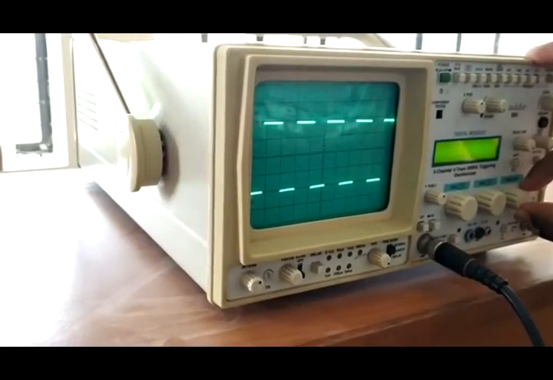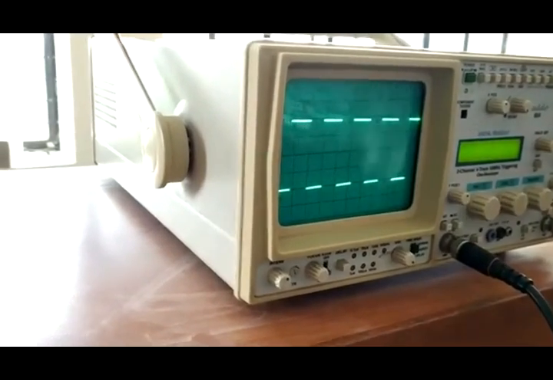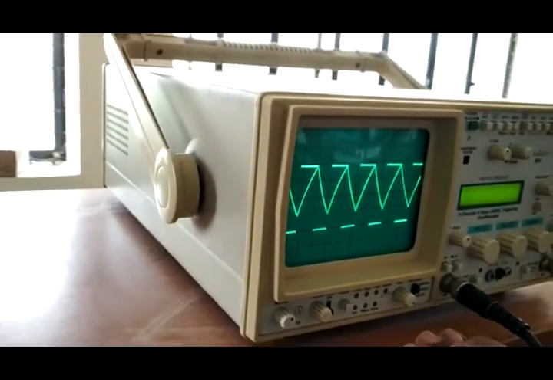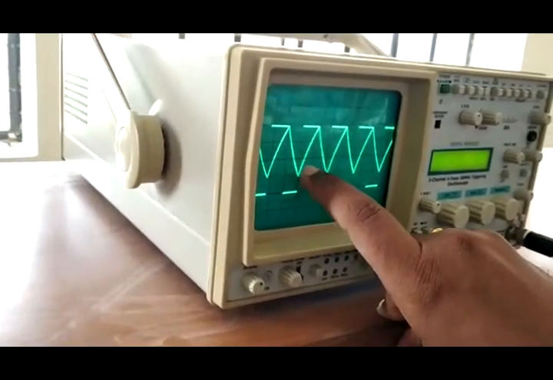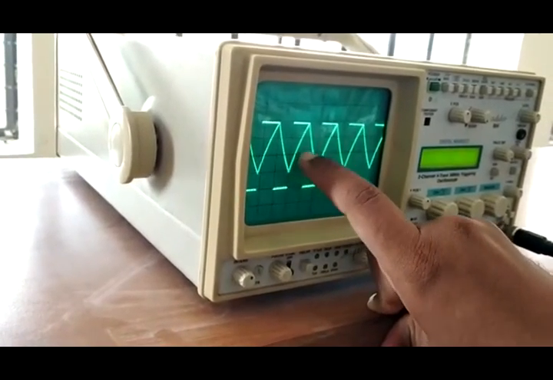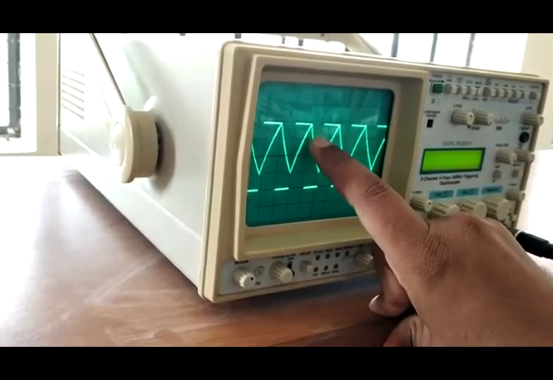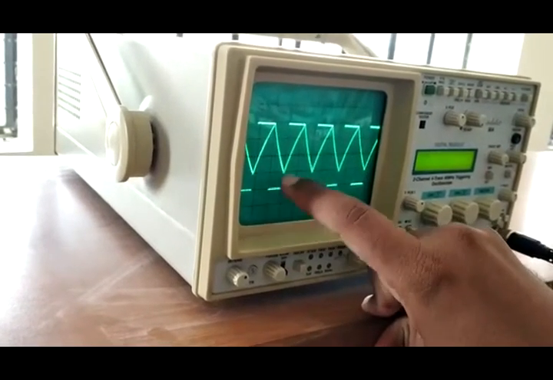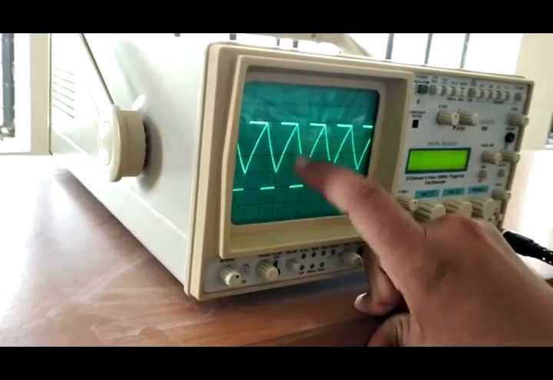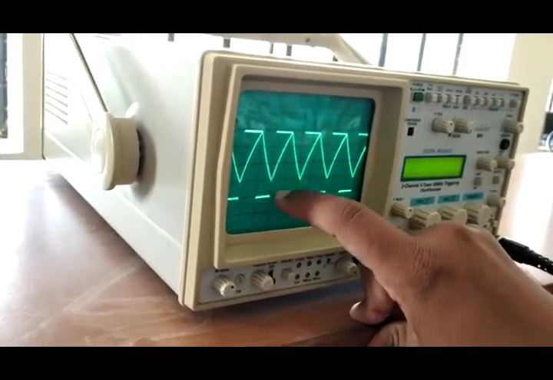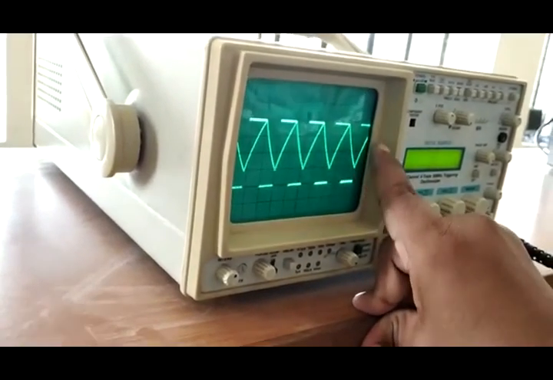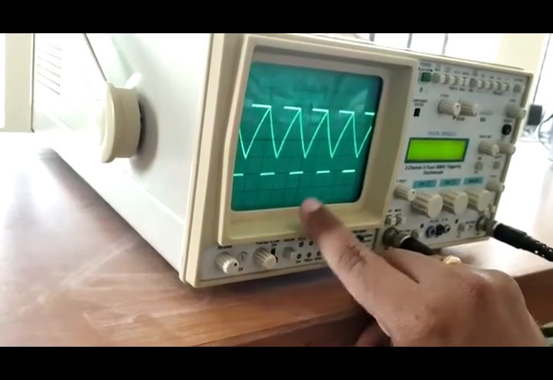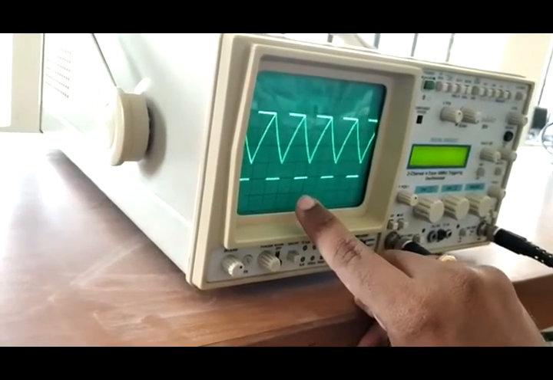So let us now look into the capacitor charging and discharging. Again you can observe the capacitor is charging during the on time and it is discharging during the off time. So this shows a perfect synchronization of the output signal with respect to the capacitor charging and discharging process. So this is about the astable multivibrator with the duty cycle 50%.